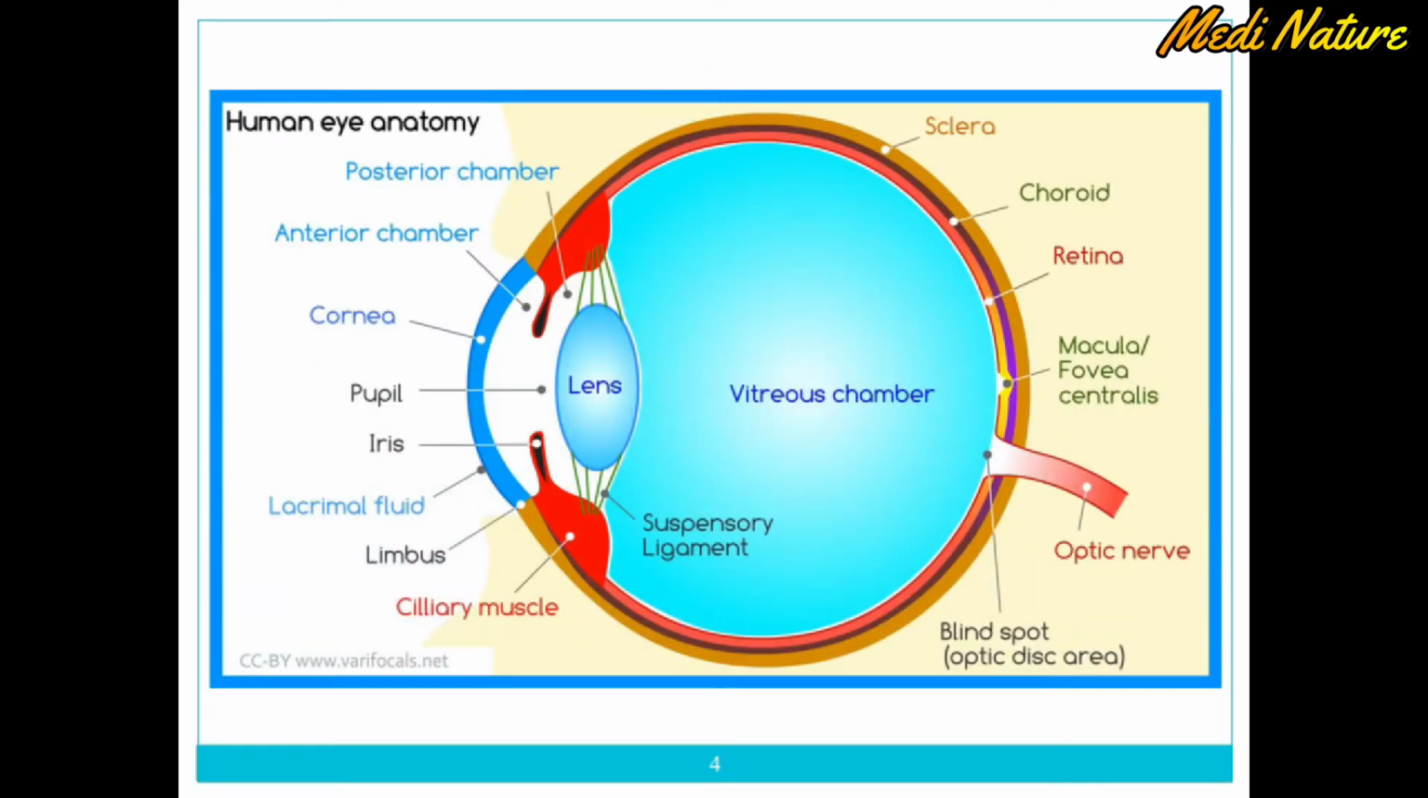Carefully look into this image. You can see the outer layer of the eye wall. The majority is formed by the sclera, but the front part is formed by the cornea. The cornea is the window of the eye, which allows light to enter into the eye, while the sclera does not allow light to enter into the eye.